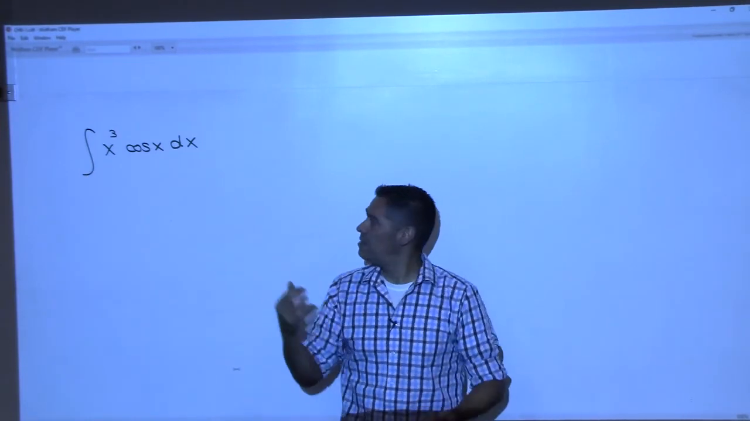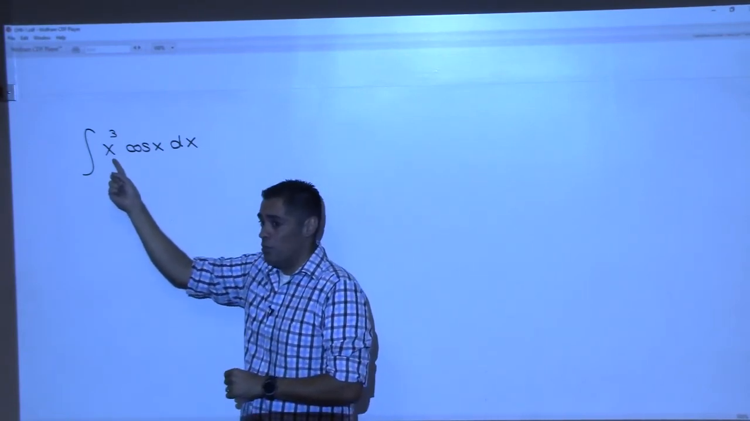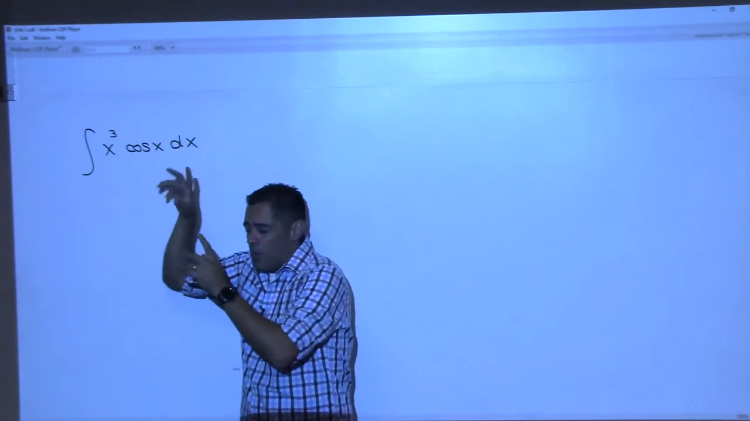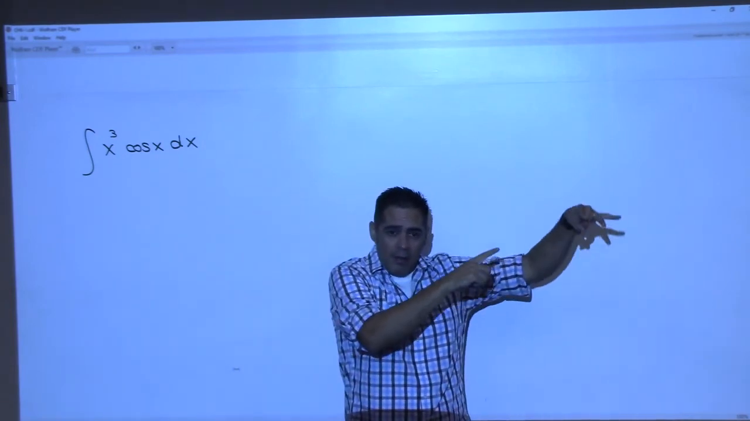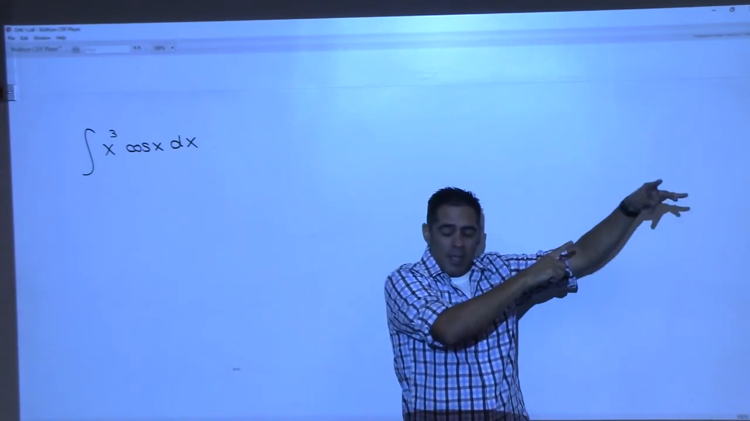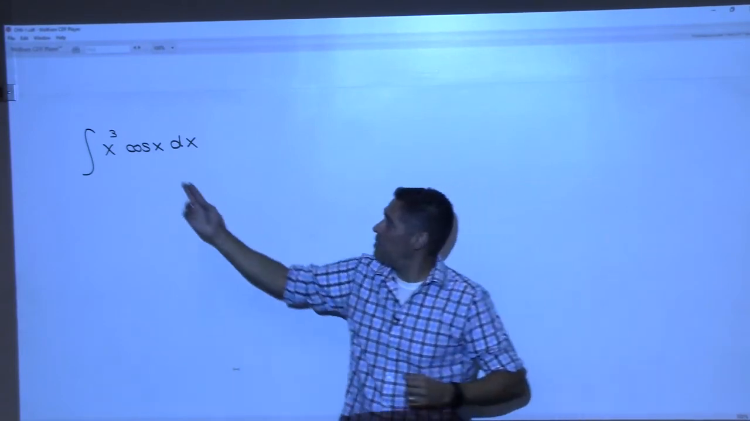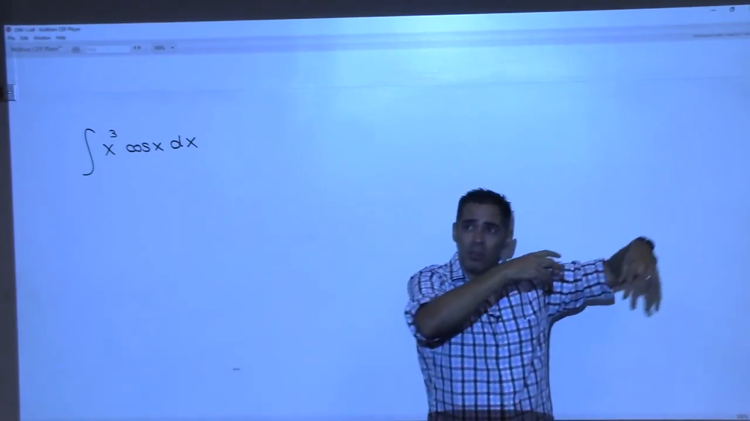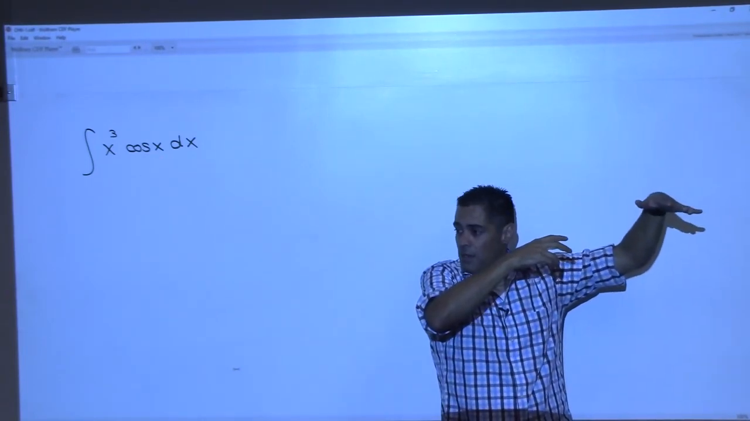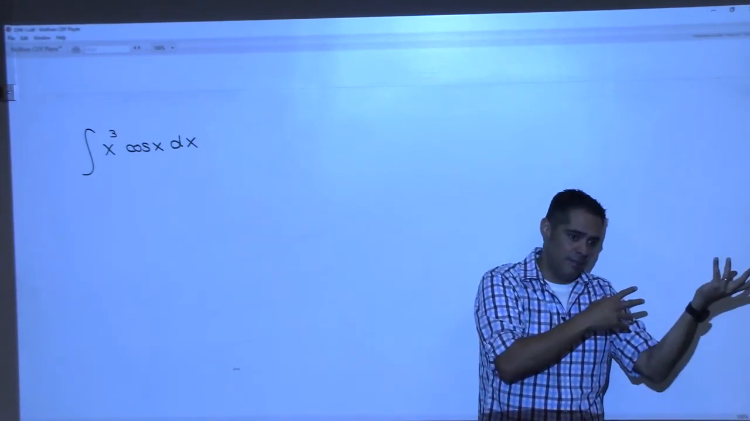So wouldn't it make sense that if we did integration by parts on this, if we choose this to be u, right? Then when we go into the new formula, what's going to appear in the new formula if u is x cubed? It's going to be x squared, right? We're going to have a 3 out front, but it'll be x squared. And we'll have to integrate the cosine, which means in the new integral it's going to be sine. So the new integral will have x squared in it and sine.